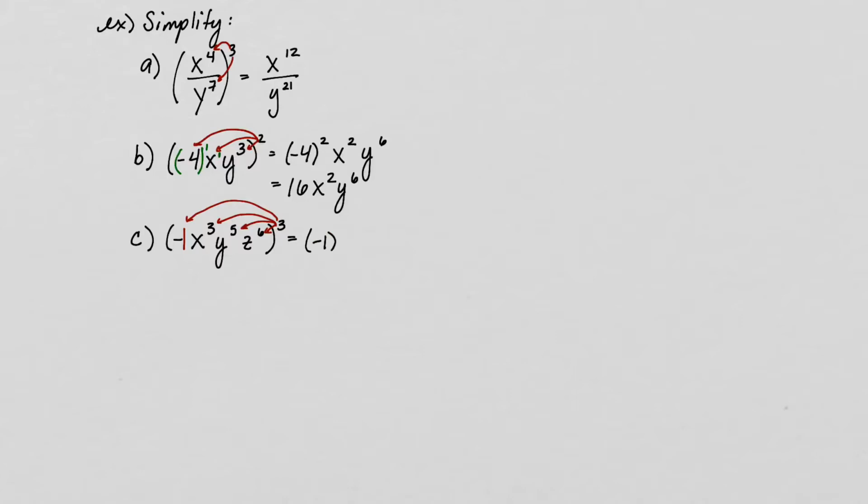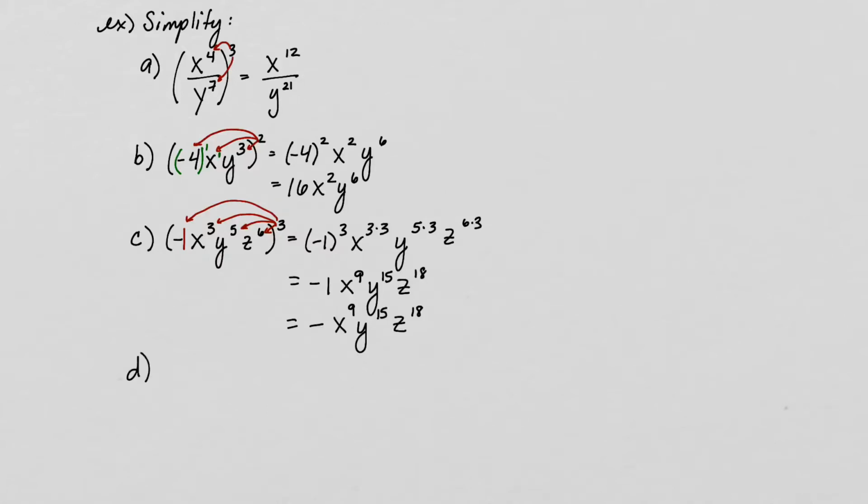So we're going to have negative 1 cubed, x to the 3 times 3, y to the 5 times 3, z to the 6 times 3. Negative 1 cubed is negative 1, x to the 6th, oops, not 6, 3 times 3 is 9, x to the 9th, y to the 15th, z to the 18th. And remember, I don't have to write the 1 with the negative, so I could just write this as minus x to the 9th, y to the 15th, z to the 18th.